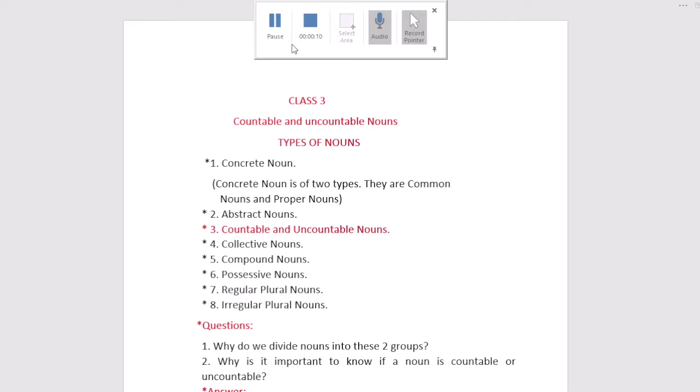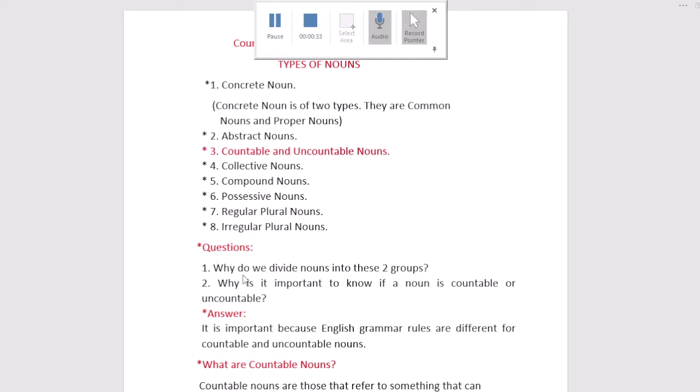Already we have seen concrete noun and abstract noun. And under concrete noun we have seen common nouns and proper nouns. Now this is the third video in which we are going to see the countable nouns. And 4 to 8 are the ones yet to be seen, which will be seen in future.